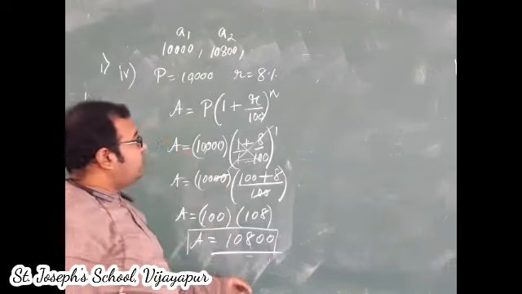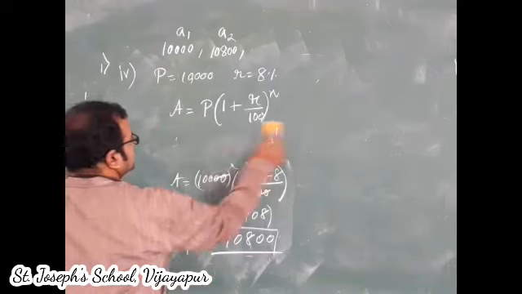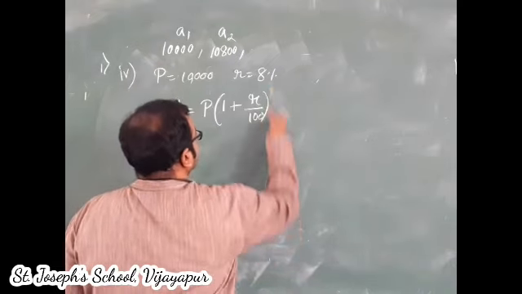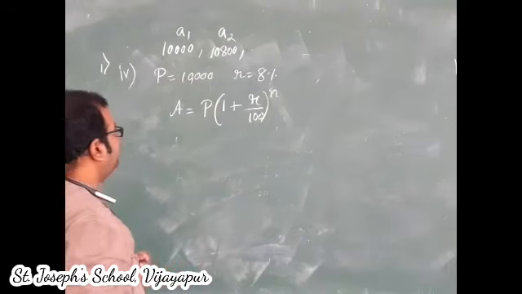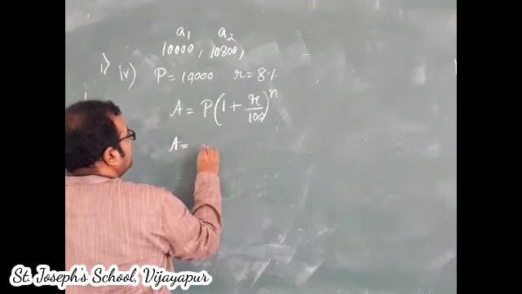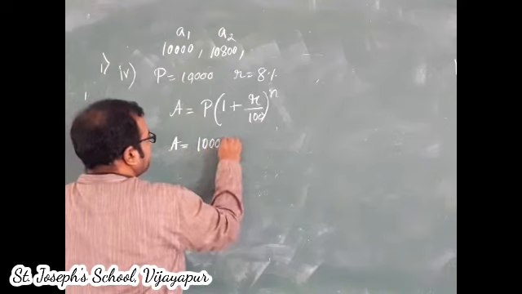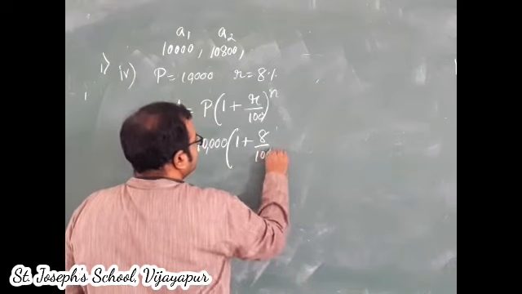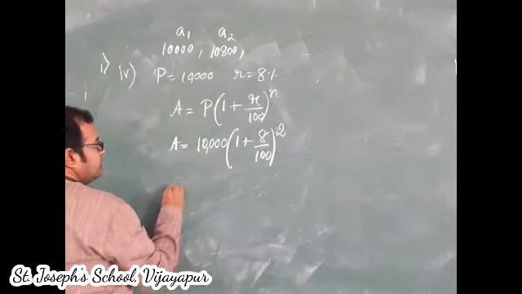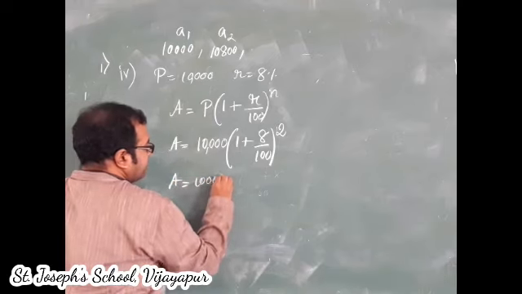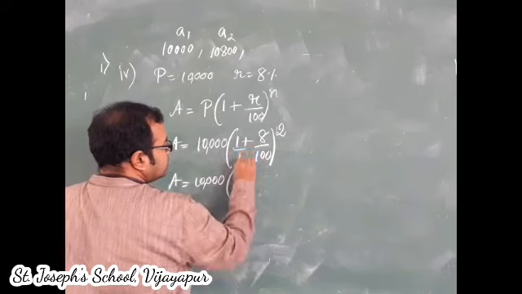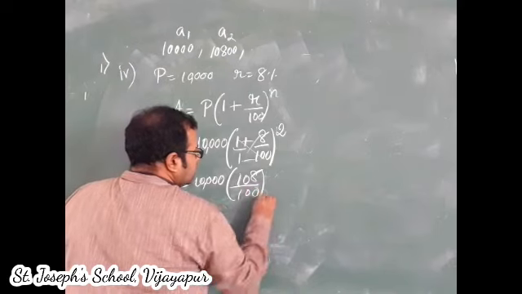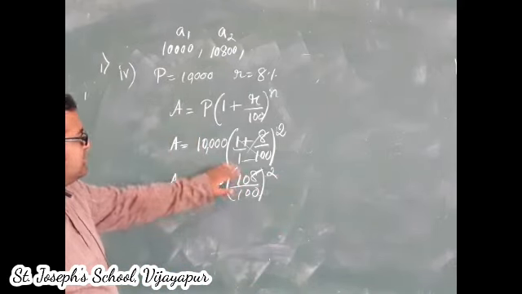Now let us calculate the same for after 2 years. After 2 years, what happens? N is 2 years now. So A is equal to P, which is the same 10,000, into 1 plus R, which is 8% per annum, to the power N, which is 2. So almost the same simplification. 10,000 into (108/100) whole squared. This simplification is from the previous step.